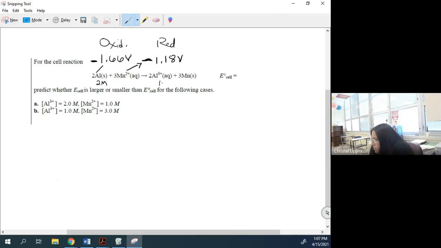This is at 1 molar. This is at 1 molar. This is at 1 molar. Well, Le Chatelier, this wants to balance out. What's it going to do? It's going to shift to the right. Okay, so we're going to shift to the right.